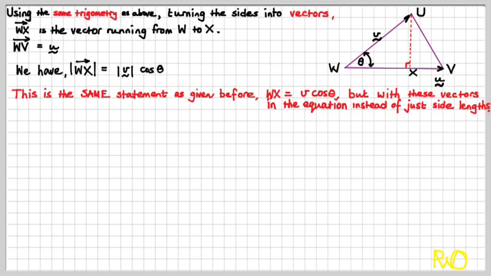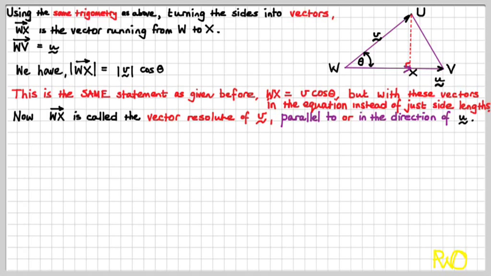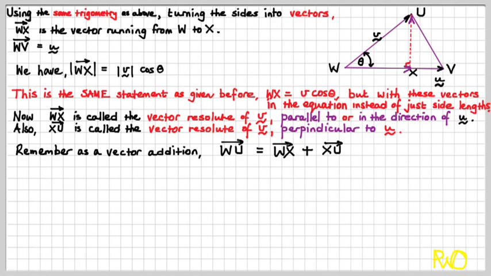Now I'm going to give you a couple of definitions. Vector Wx, the vector from W to x, going from left to right, is called the vector resolute of vector V parallel to, or in the direction of, vector U. And xu is called the vector resolute of V perpendicular to U. So what I am saying is that as a vector addition, WU, which is vector V, is actually the sum of two vectors.